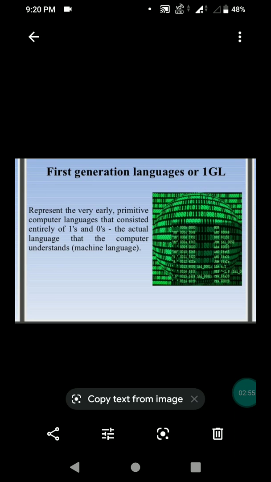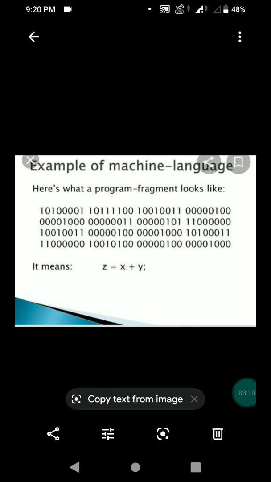Now, the first generation language, or first GL, represents the very early primitive computer languages that consist entirely of zeros and ones. It is the actual language that a computer understands. If I show you an example of machine language, this is saying z equals x plus y, and the code of zeros and ones just to write this small equation is this big. So it was very complex to understand, and only a handful of programmers could understand it and communicate with the computer in this low level language.